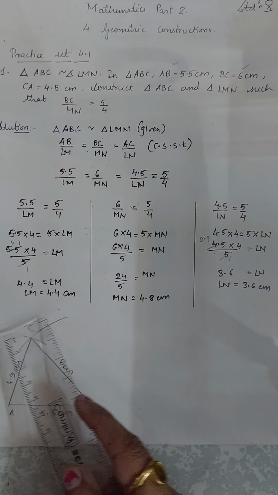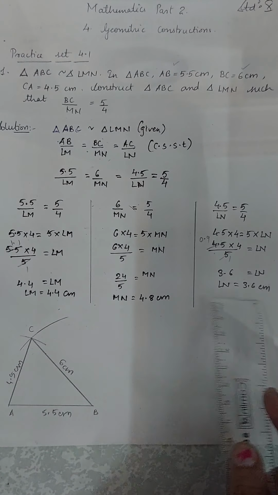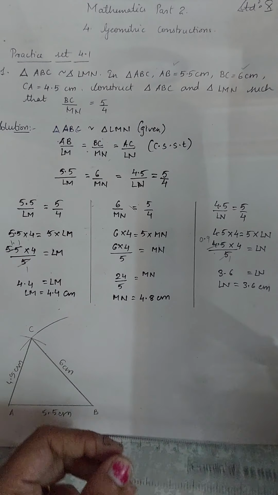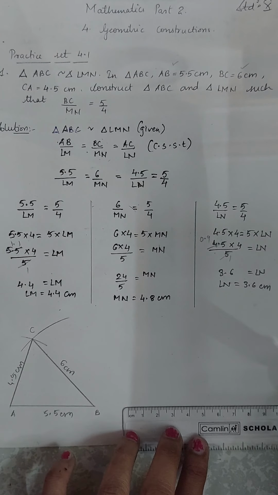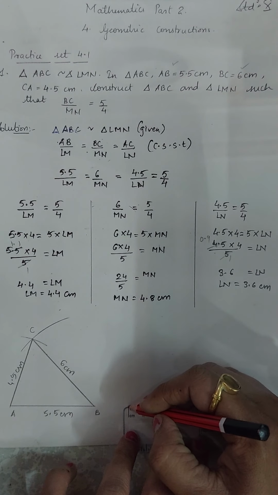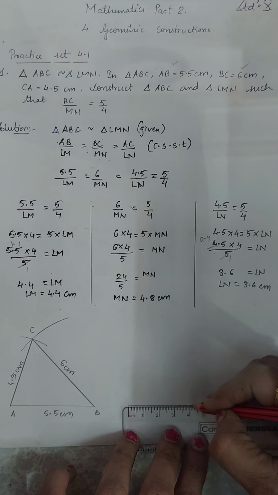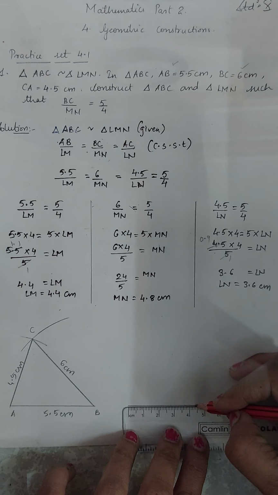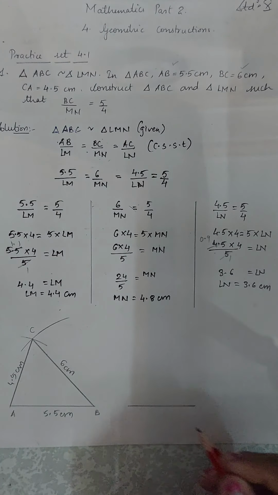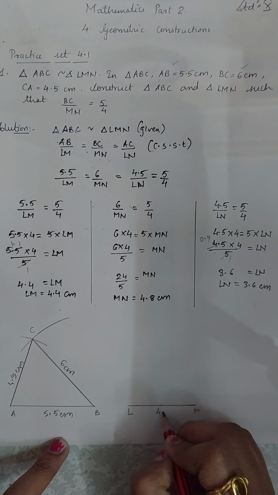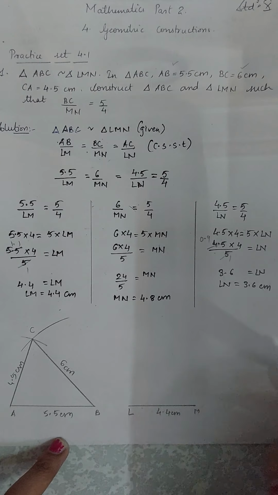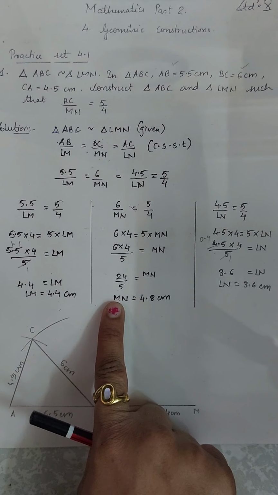Similarly, we are going to draw the other triangle also. For that we have these measurements LM, MN, and LN. So LM is 4.4. You keep a ruler here. You draw a base of 4.4, like this. This is L, M, 4.4. Then we are supposed to draw MN.